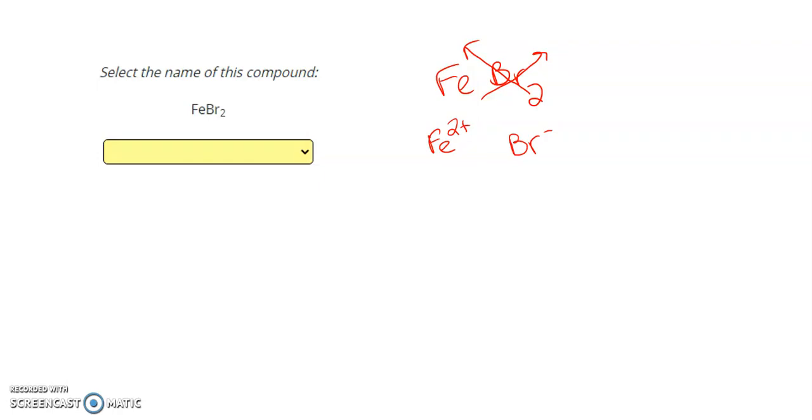That means its name is going to be iron 2. Take this element, change the ending to IDE. Bromine becomes bromide. This compound is iron 2 bromide.